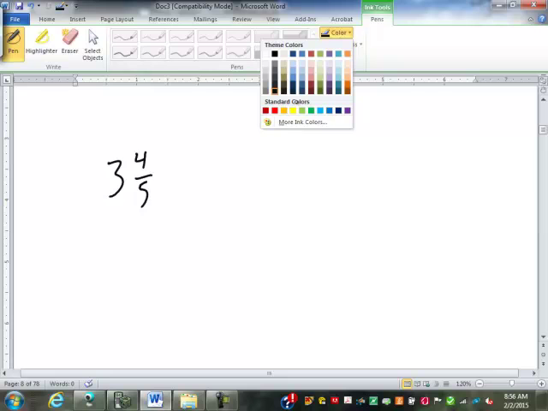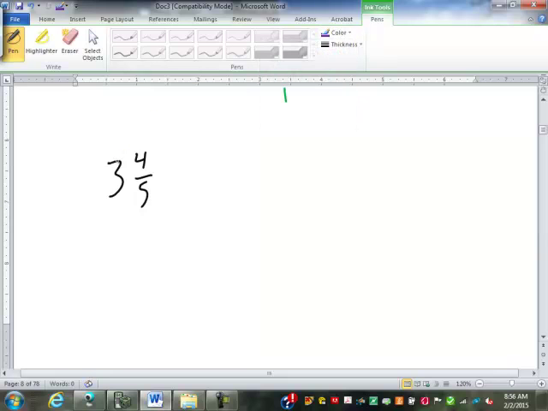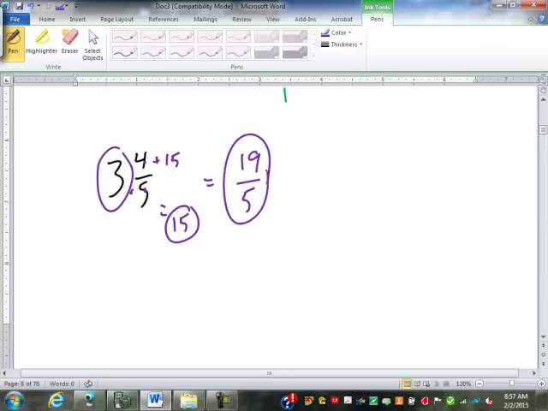If I want to change that back into an improper fraction, what it's asking me to do is to take these whole objects here and chop them into pieces. How many pieces am I going to chop each of them into? The denominator tells me that it's 5. So 3 times 5 is 15 pieces. I had 4 of them before, so now I have 19 pieces, or 19/5.